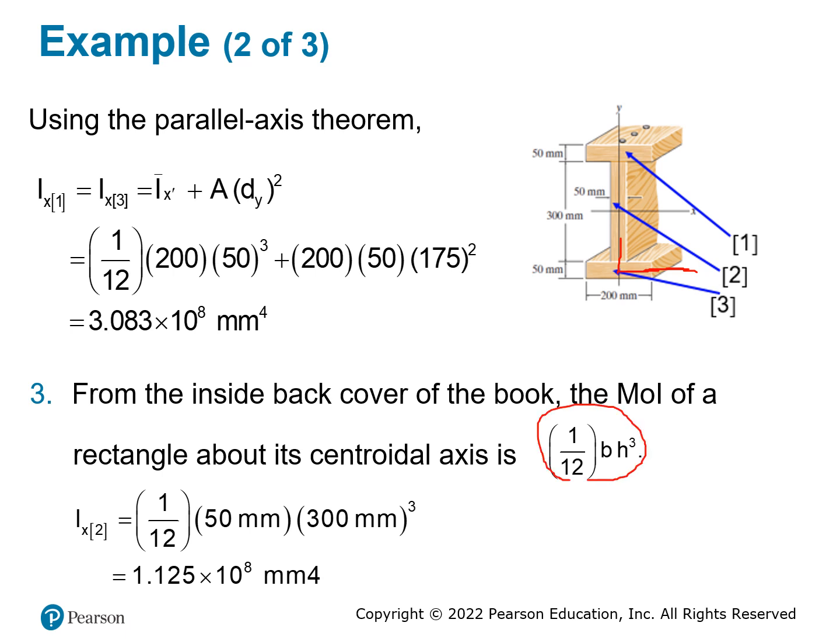The same thing applies for part 2. When you do part 2 here, your base becomes the thickness, which is 50, and the height becomes 300. That's why you have b h cubed. You will see these two are quite different. This one gives you 1.125 times 10 to the 8, and this one gives you 3.083 times 10 to the 8. They are both to the power of 8, but this one is almost 3 times larger than this one here. So the orientation of the shape makes a big difference.